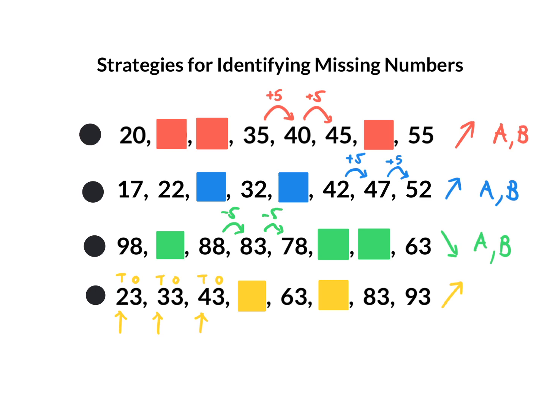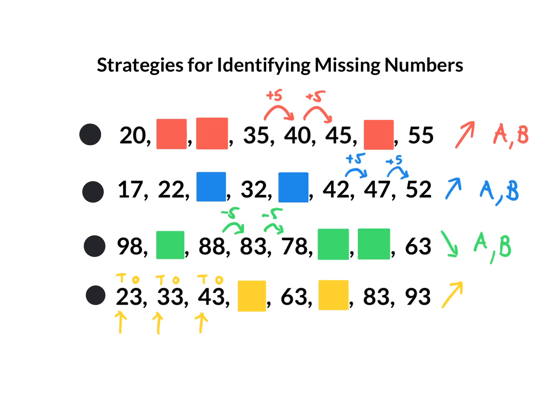Let's have a look at the blue sequence. The missing numbers for the blue sequence are increasing, okay? So I can see from 17, 22, 32, those numbers are increasing. Then I can see another A-B pattern. If I look at my ones column of the numbers that I can see, a 2, a 7, and a 2. So 42, 47, 52. So the ones column changes each time. It's an A-B pattern. So I'm thinking that maybe the blue missing numbers are to do with that 5s pattern, that A-B pattern.